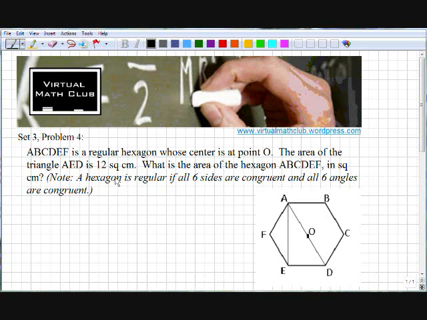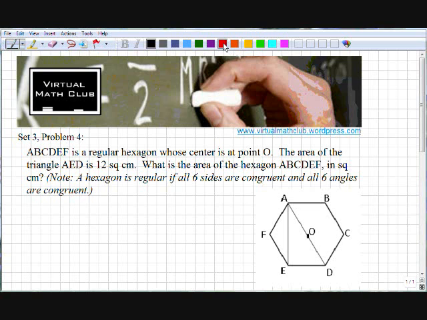All right, we've got a geometry problem here. Problem number 4. We have a regular hexagon, and the vertices of the hexagon are labeled A, B, C, D, E, F. So we call this regular hexagon ABCDEF. And we have a center at O. The area of triangle AED is 12 square centimeters.